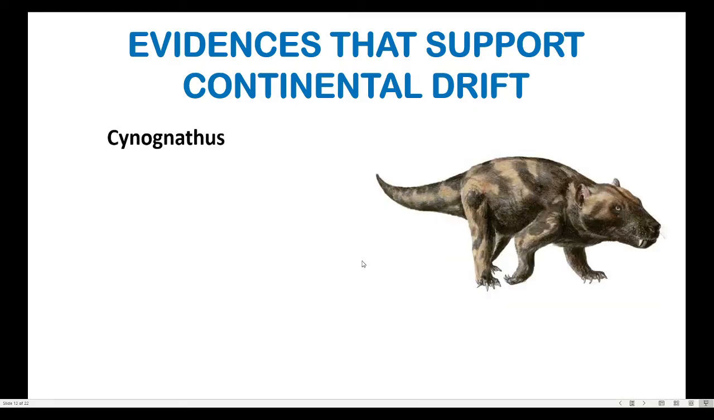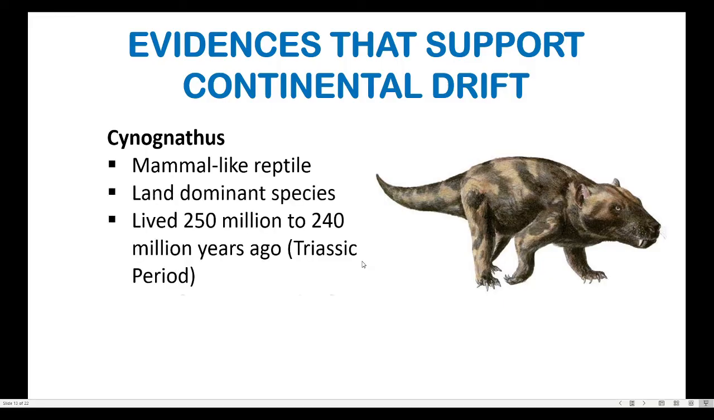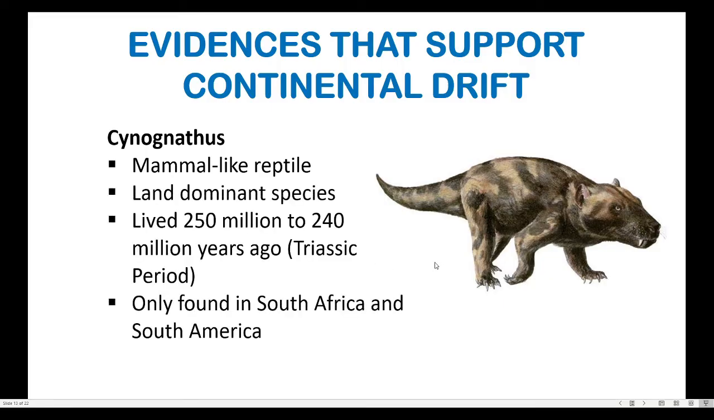Same thing with a Cyronoptera. So a Cyronoptera is a land-dominant species, so it means that it cannot swim from one continent to another. Assuming that continental drift theory isn't true, then the Cyronoptera must be able to swim from Africa to South America. But that is not possible because it is again a land-dominant species.